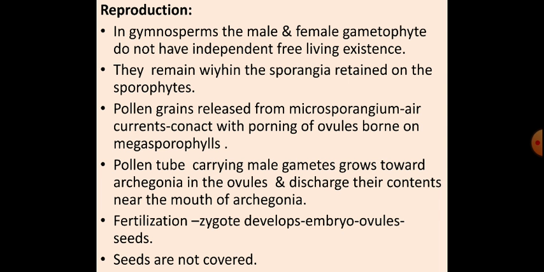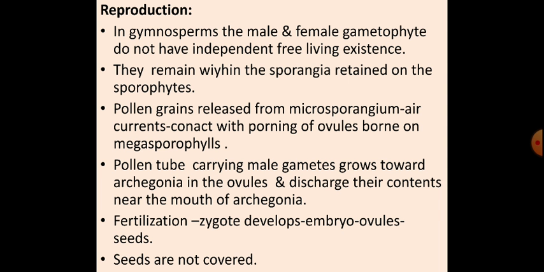Once the pollen grain becomes mature, it is carried by the wind, and goes and deposits upon the ovule, the female gamete, which is present on the megasporophyll. Once the pollen grain deposits upon the ovule of the megasporophyll, what will happen? The pollen grain will germinate and produce a tube-like structure called the pollen tube. Are you understanding the process of reproduction?